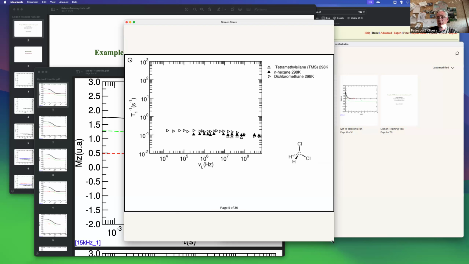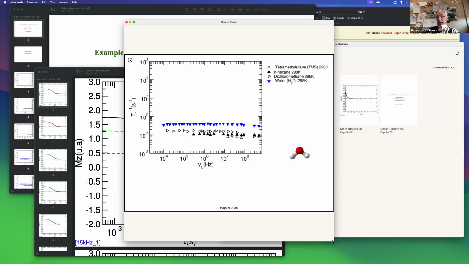Now we move to dichloromethane. It's also carbon, this time with 2 chlorines and 2 hydrogens, and the profile is still rather flat and shows some small deviation that we could consider within the experimental uncertainty that we might have in the experiment. But anyway, the values, the relaxation rate, are systematically higher than the previous compounds.